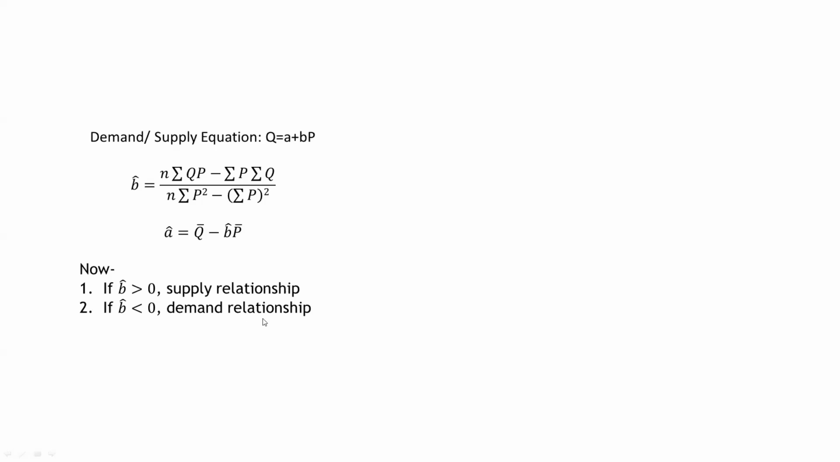Similarly, for estimating the cost equation C equals A plus BQ, the estimated value of B, denoted by B cap, equals n sum of CQ minus sum of C sum of Q divided by n sum of Q square minus sum of Q whole square, and A cap equals C bar minus B cap Q bar.